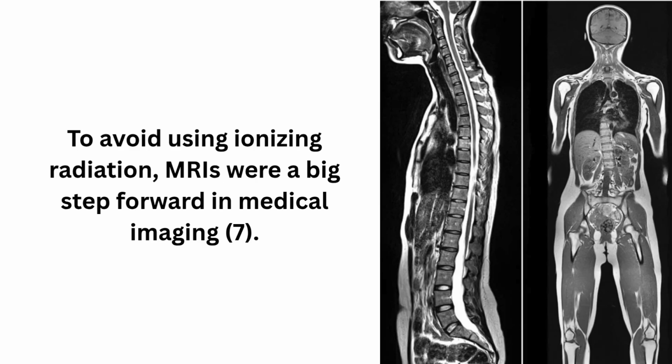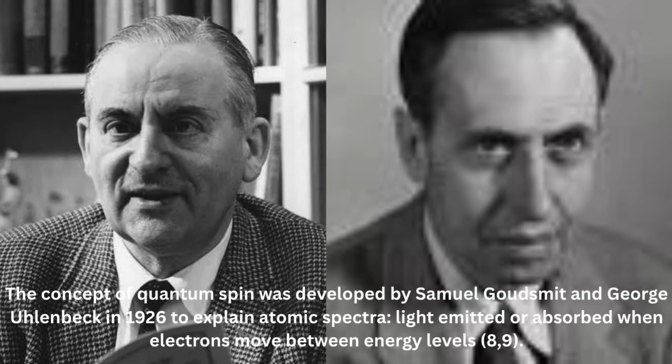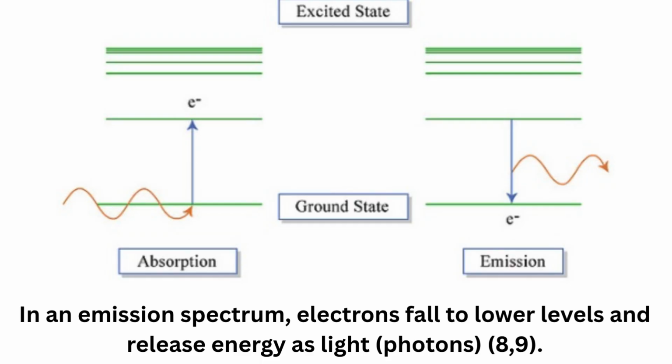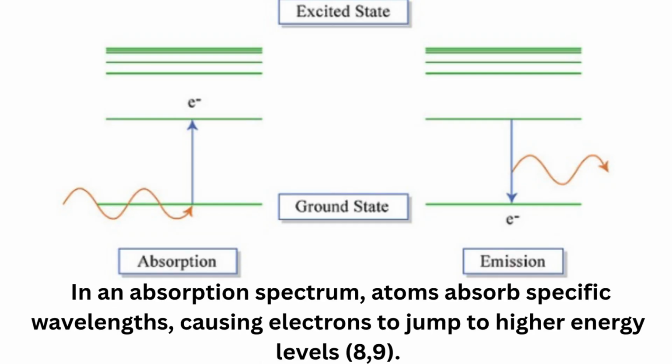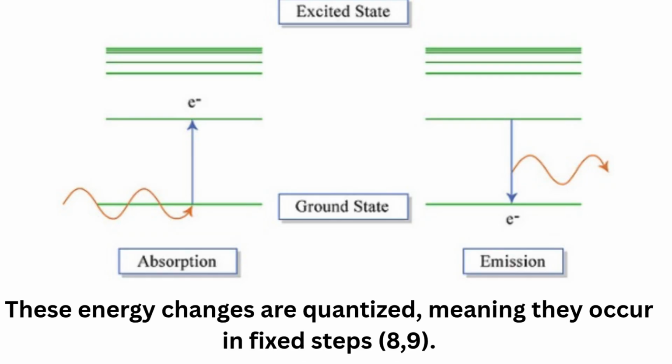To avoid using ionizing radiation, MRIs were a big step forward in medical imaging. The concept of quantum spin was developed by Samuel Goudsmit and George Uhlenbeck in 1926 to explain atomic spectra, light emitted or absorbed when electrons move between energy levels. In an emission spectrum, electrons fall to lower levels and release energy as light photons. In an absorption spectrum, atoms absorb specific wavelengths, causing electrons to jump to higher energy levels. These energy changes are quantized, meaning they occur in fixed steps.